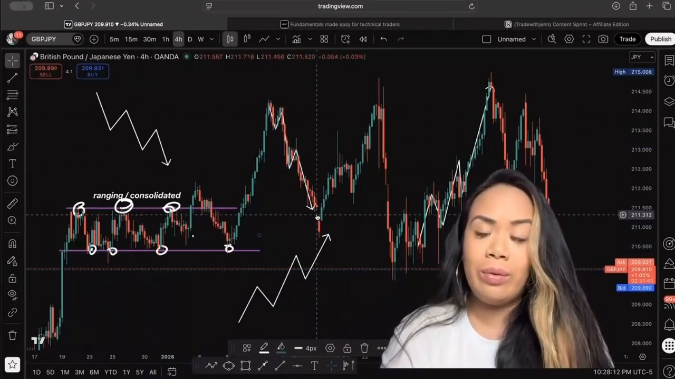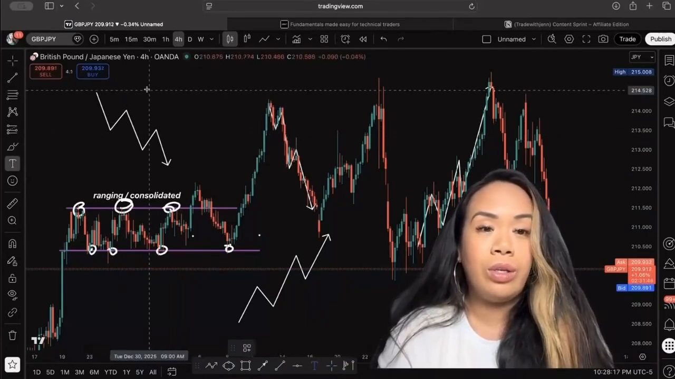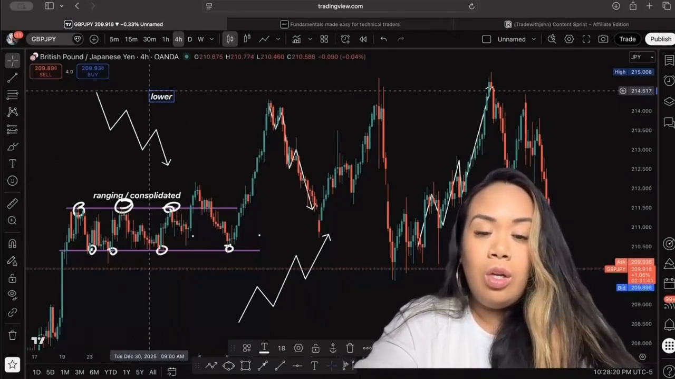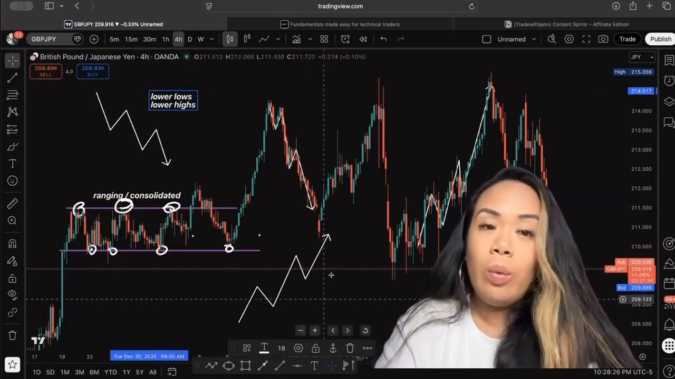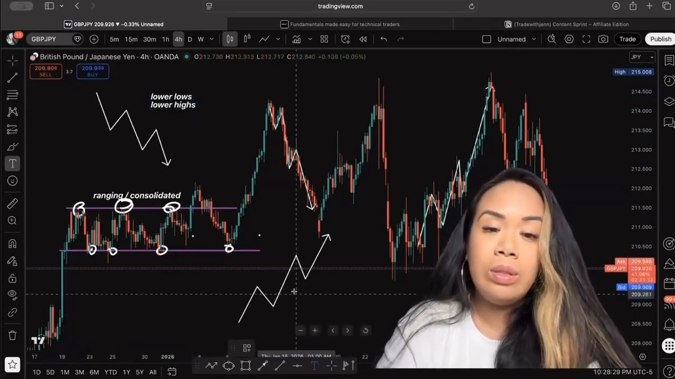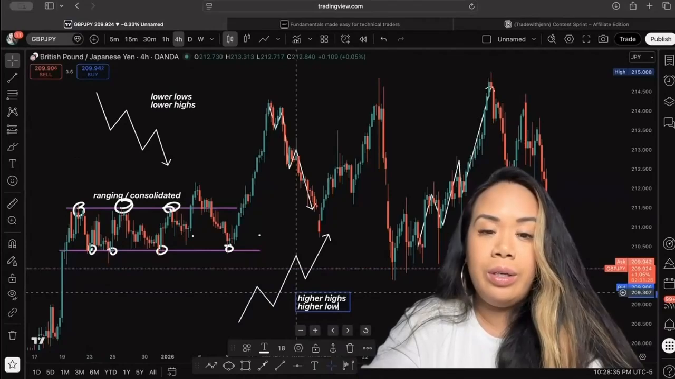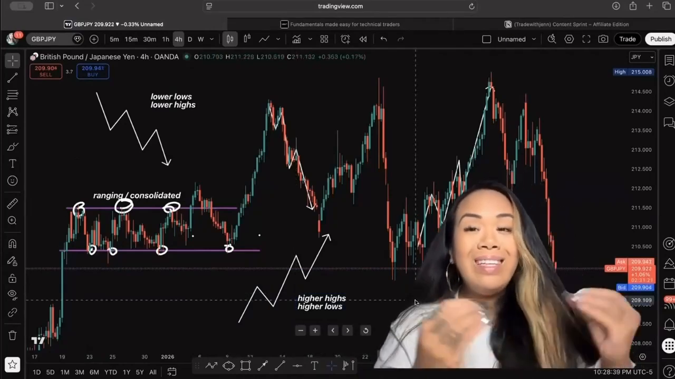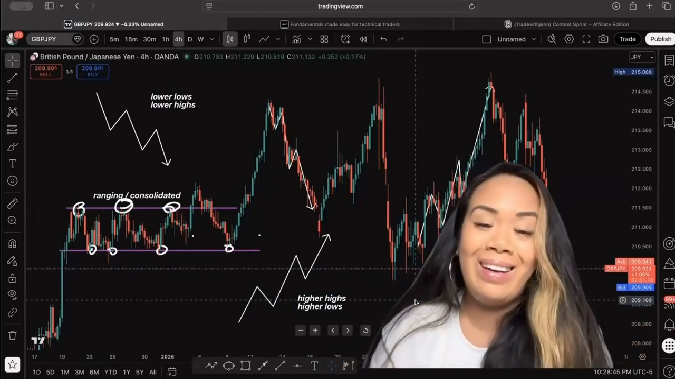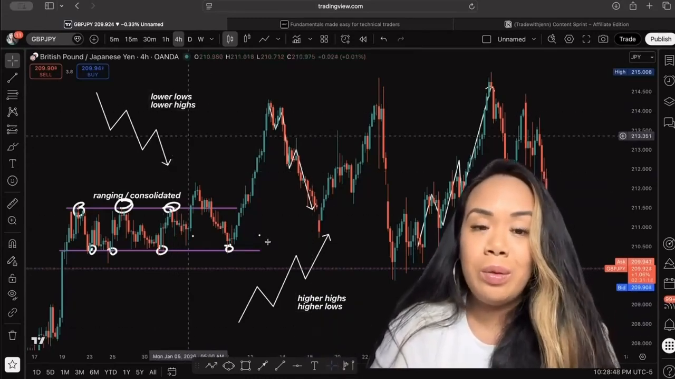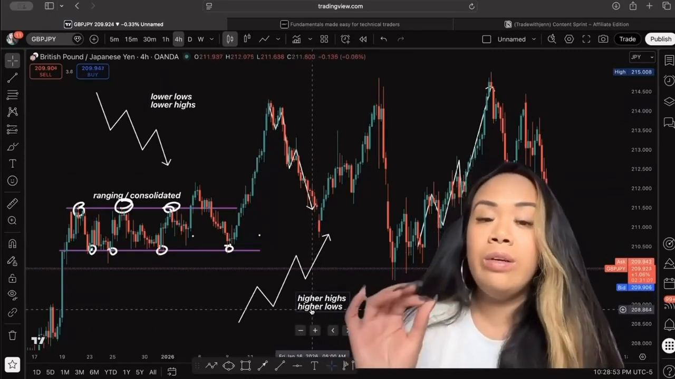Now, when the market is trending down, you guys are going to often hear the term lower lows and lower highs. When the market is trending up, you guys are going to hear the term higher highs and higher lows. Okay? Now, the easiest way to learn how this is going to mold into your head, I know lower lows, lower highs, and higher lows tend to get confusing for a lot of beginners. Think of it like this.